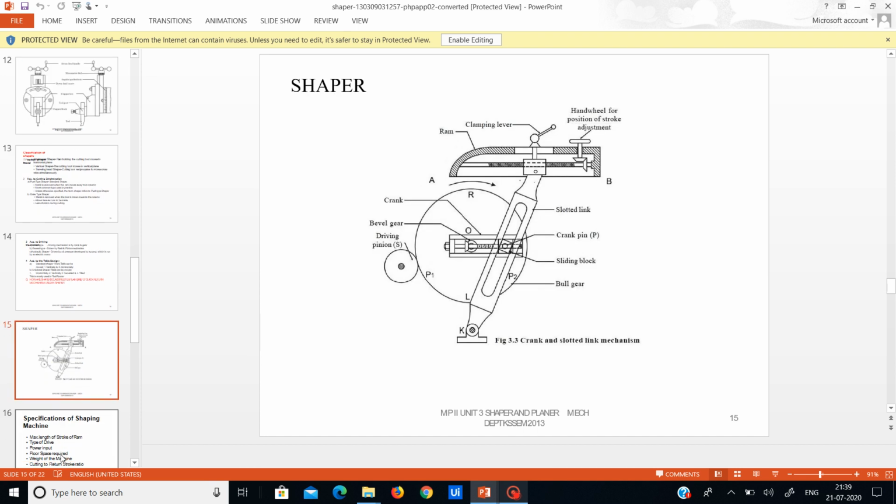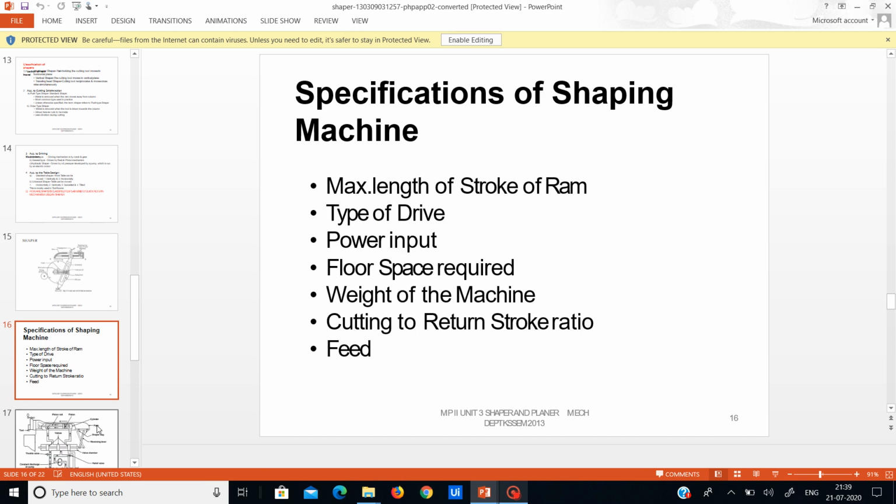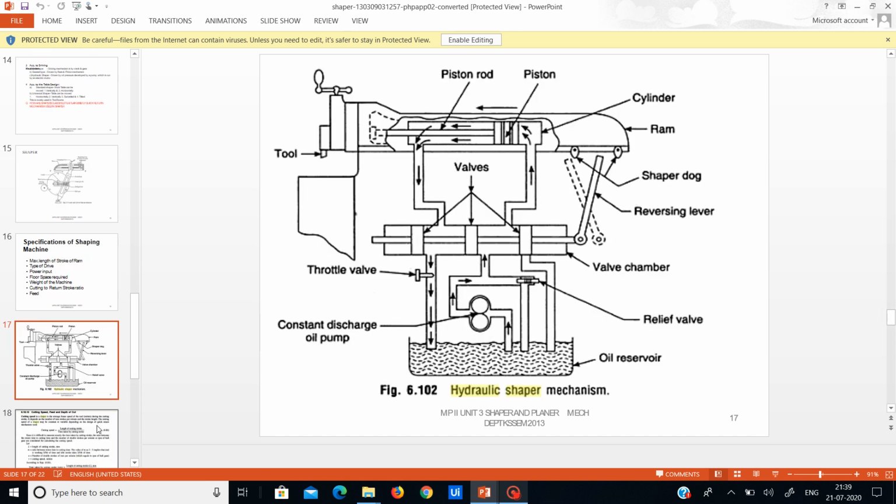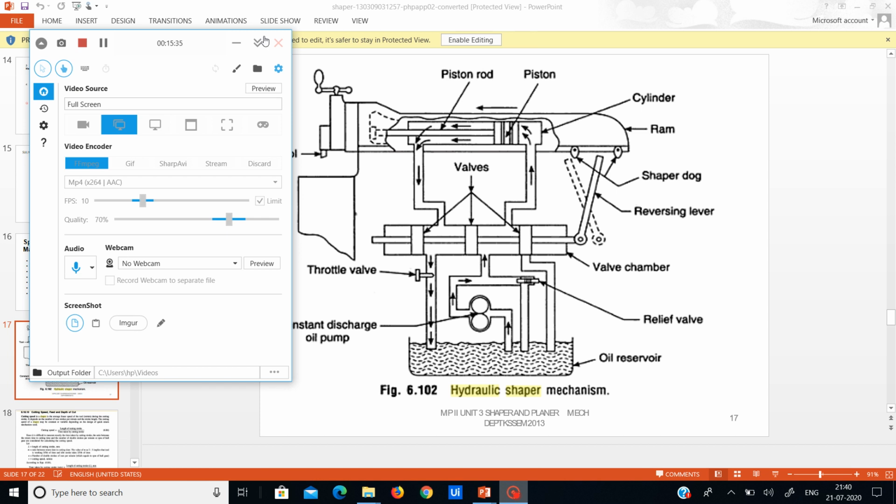And this is the shaper machine and how it is classified. Then the crank and slotted lever mechanism, how the mechanism works for the forward and backward stroke, and what the larger cycle and smaller cycle are for the forward stroke and return stroke. Then the specifications of a shaper machine, and one more driving mechanism, the hydraulic shaper driving mechanism.